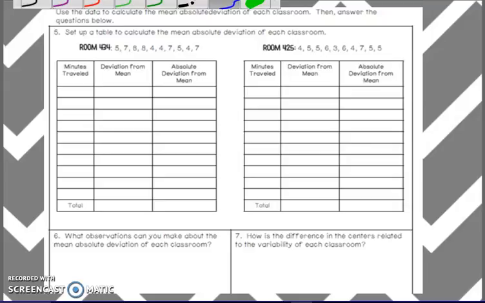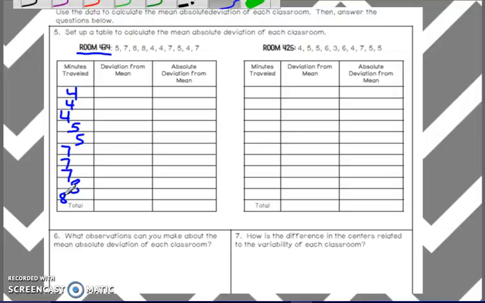So the first thing I want to do is write my numbers, but I want to write them in order. So room 434, they had 4, 4, 4. Then kids that traveled 5 minutes. Another kid traveled 5 minutes. They had 3 kids that traveled 7 minutes. And they had 2 kids that traveled 8 minutes.